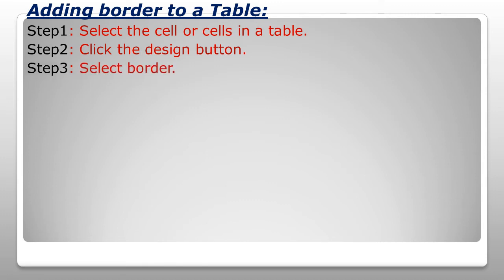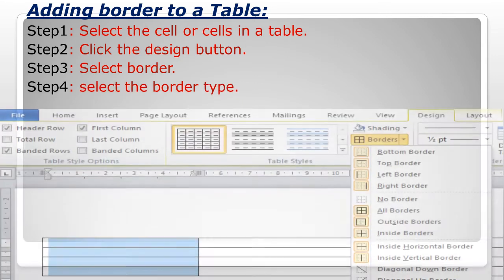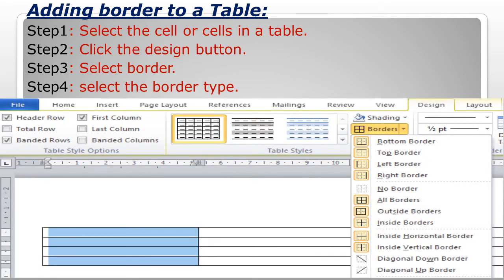Step 3. Afterwards, you need to select the option border. After selecting the design button, you will get the option border below. So, you need to select the option border. Step 4. Select the border type. You can select any one of the border types. Look at the picture. You will get to know.